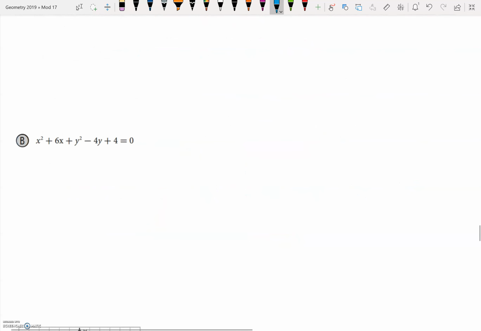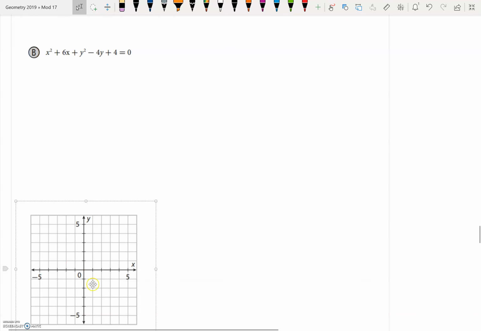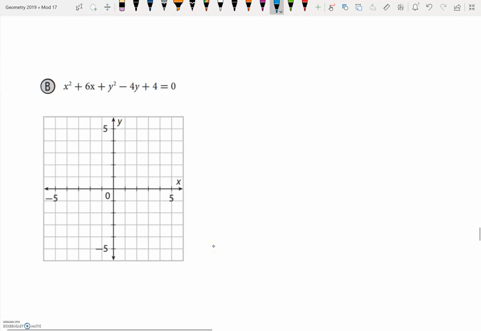Okay, let's move on to the next problem. Let's separate our parts. We're going to put blank spaces because that's how much we need to add to both sides. It looks like y is already complete, but we're going to find out.